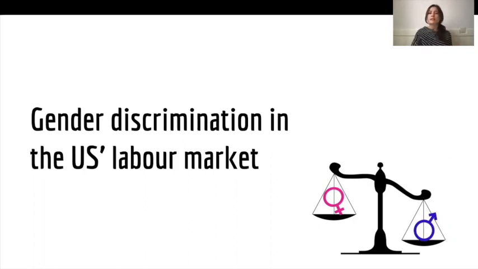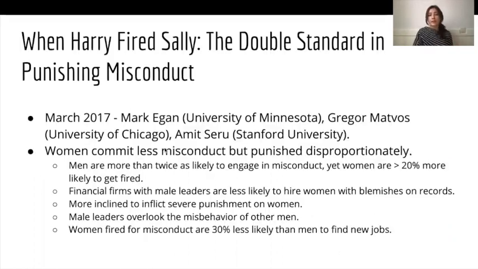discrimination, sexual harassment. But interestingly enough, a study by Mark Egan, Gregor Matvos, and Amit Seru indicates that women in finance may also be confronted with a double standard when it comes to discipline over workplace misdeeds. The study is titled When Harry Fired Sally, the Double Standard in Punishing Misconduct. And it was published in March 2017.